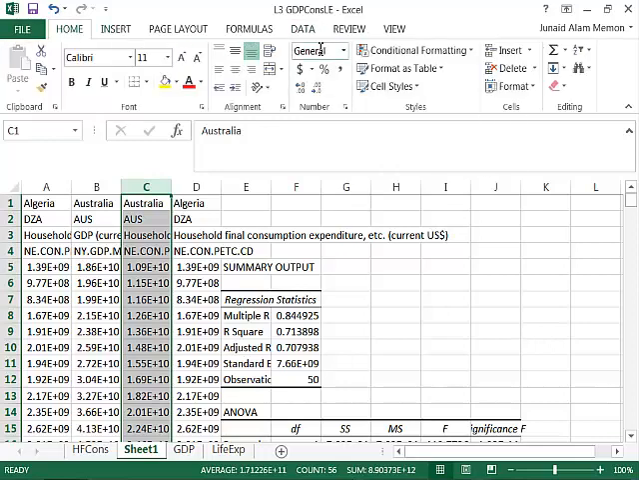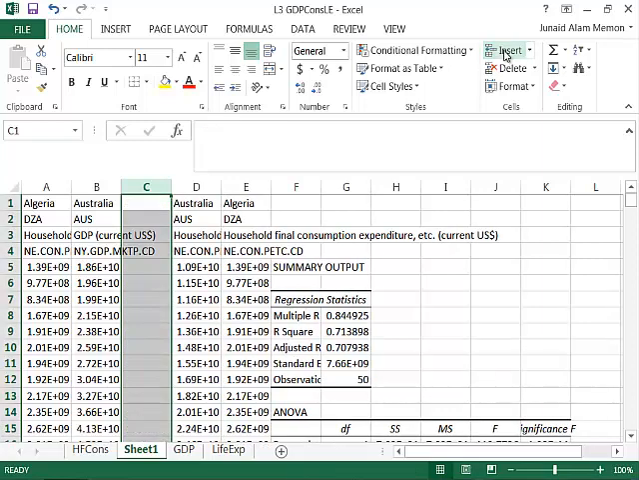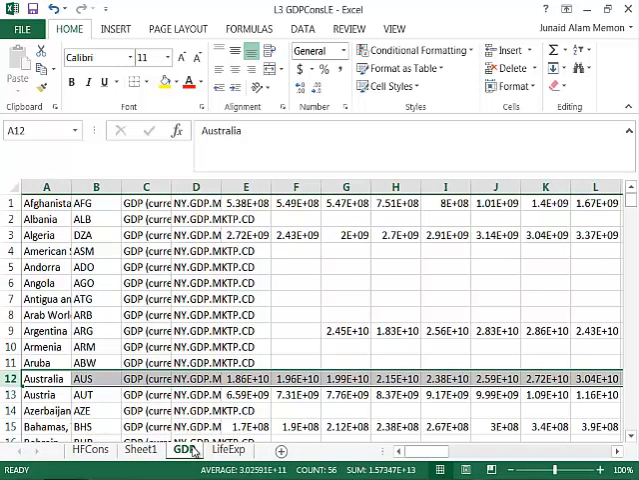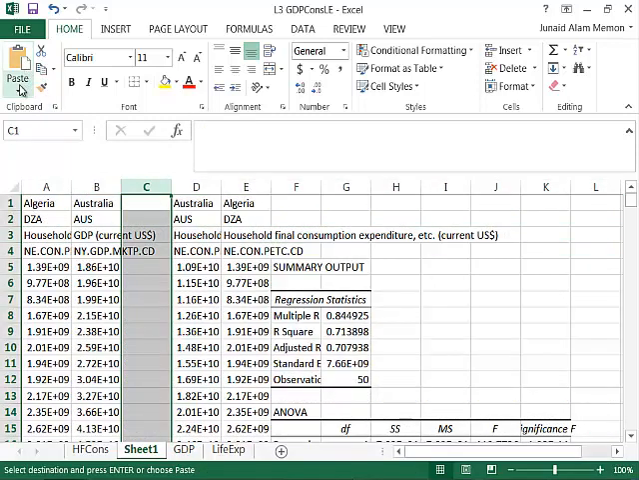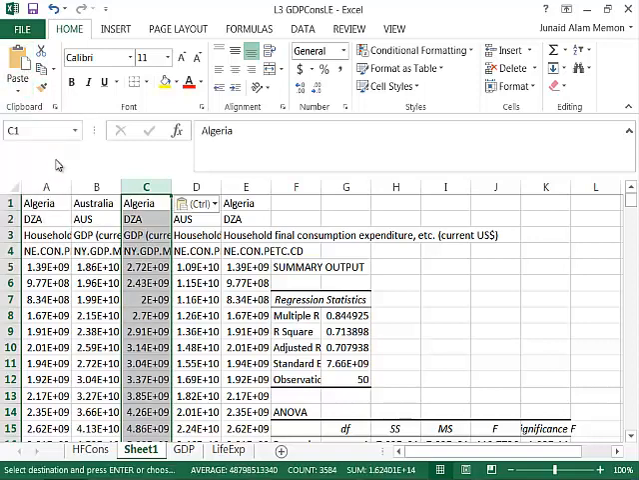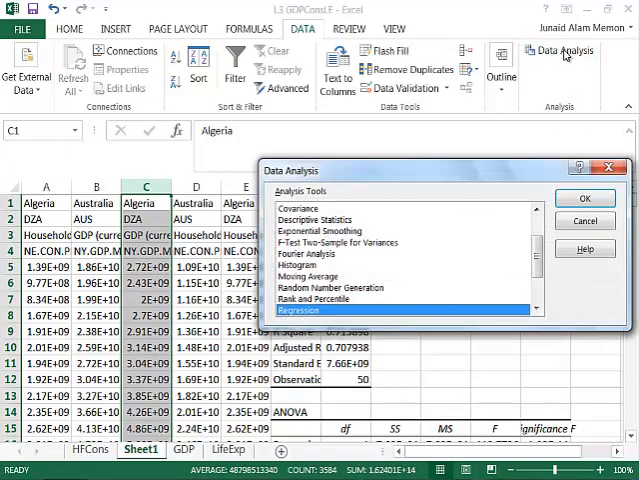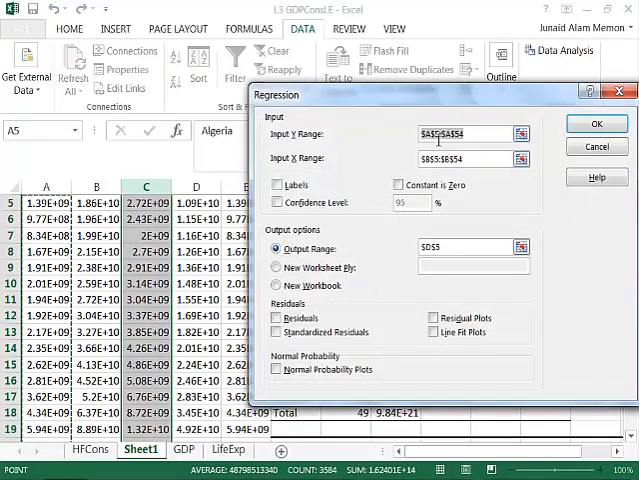I want to run it with the missing variable. So I want to put Australian GDP and Algerian GDP. Okay, so now I have Algerian consumption and then Australian and Algerian GDP. And now I'm going to run the regression.